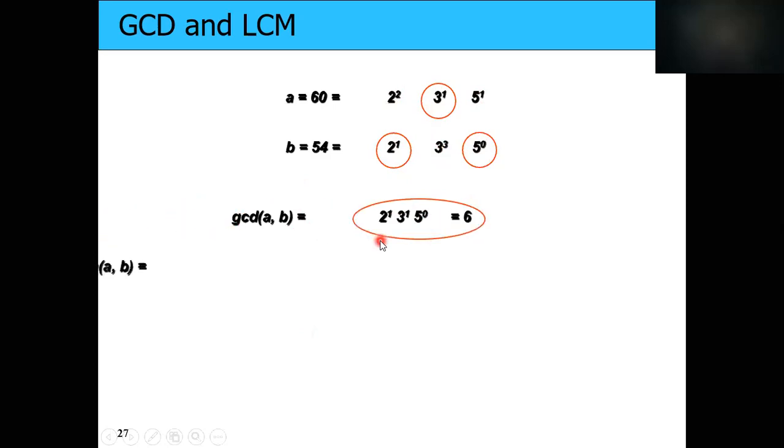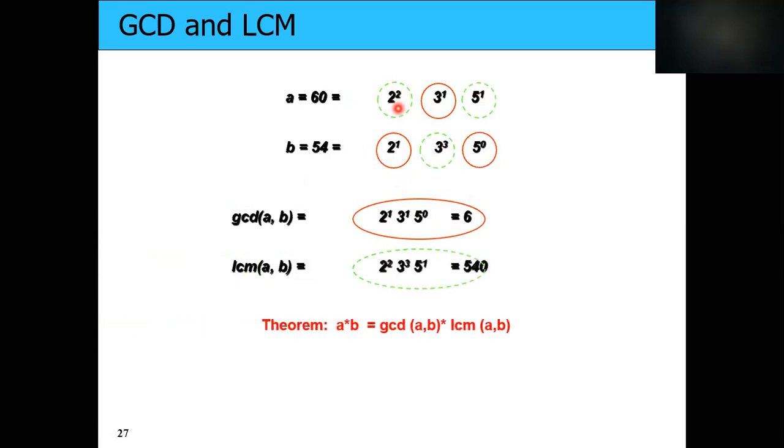For the LCM, I can get from these two elements the maximum power element. This is 2 power 2. So again, one theorem: the multiplication of a and b is equal to the multiplication of GCD and LCM.